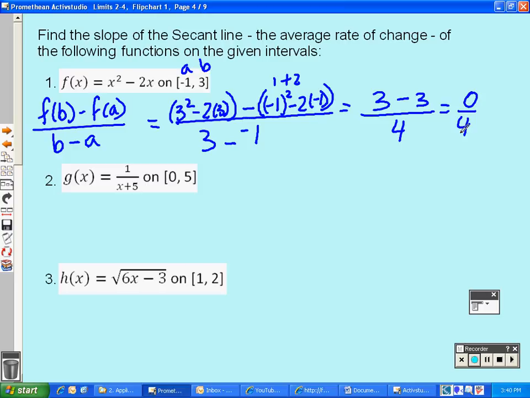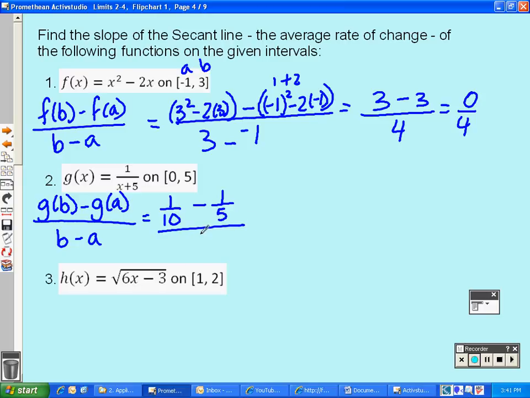Okay, next problem. Now we're talking g of b minus g of a over b minus a. Let's plug in these values. First, I'm going to plug in b. So g of b will be 1 over 5 plus 5, 1/10, minus, I'm going to plug in a, 1 over 0 plus 5, which is 1/5, all over b minus a, 5 minus 0. So that's just 5.